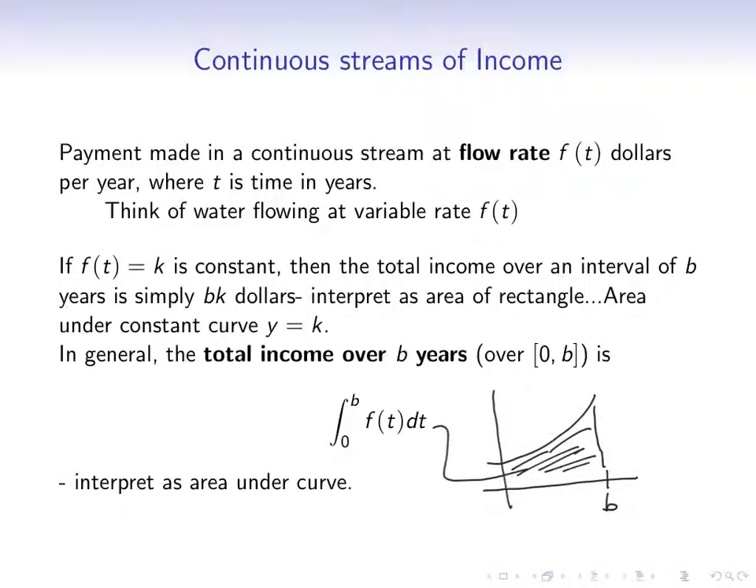Here again, f of t, the function, is the flow rate expressed in dollars per year. Here you think of f of t dt as the amount you make over a thin interval of width dt, and then you take the integral, which is the limit of the sum of all these amounts, resulting in the total amount paid, which equals the area under this curve.